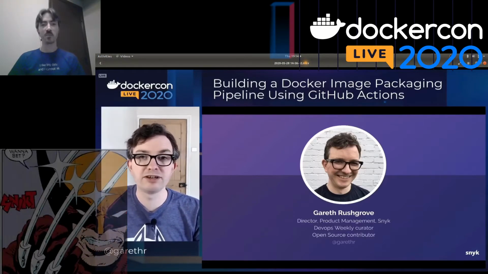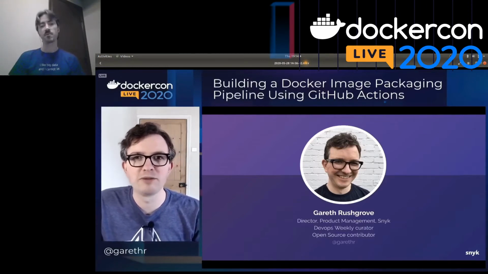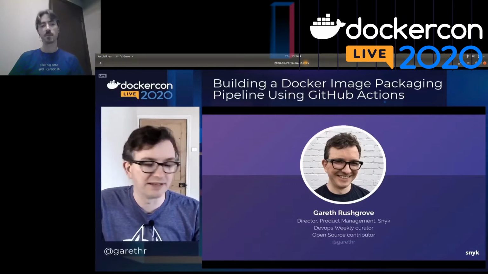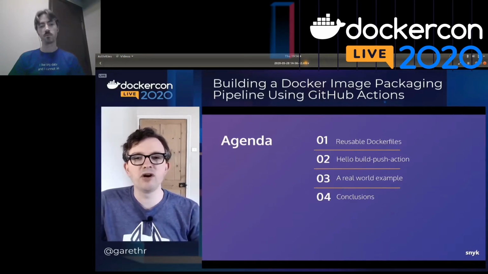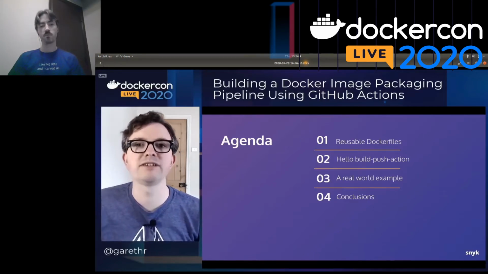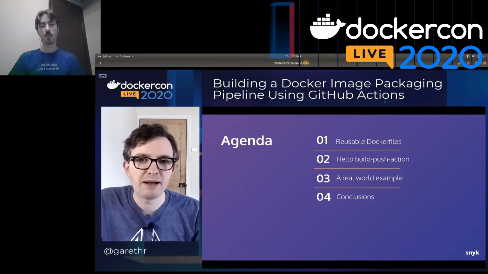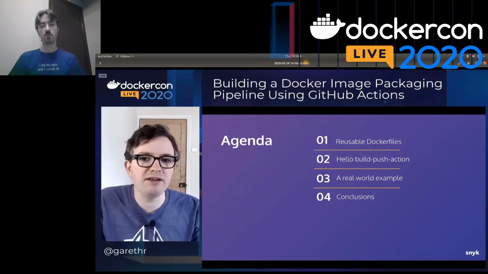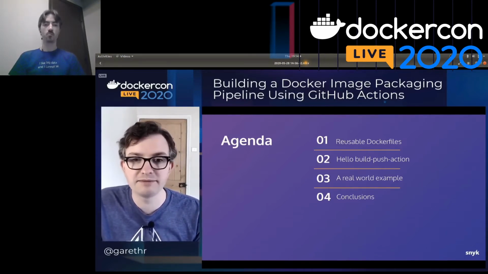I'm also the curator of the DevOps Weekly newsletter and a fairly regular open source contributor, including to the Open Policy Agent project. In this talk, I'm going to talk through some concepts around reusable Dockerfiles. I'm also then going to talk separately about GitHub Actions, and in particular the new build push action from Docker. I'm then going to bring those two topics together with a real-world example of building out a packaging pipeline for Docker images.